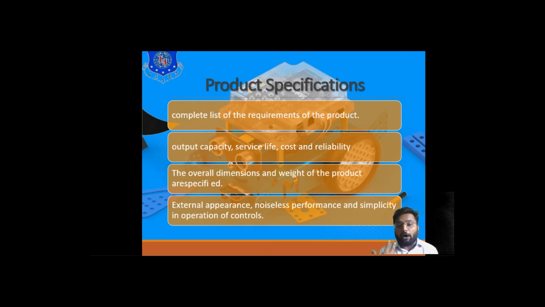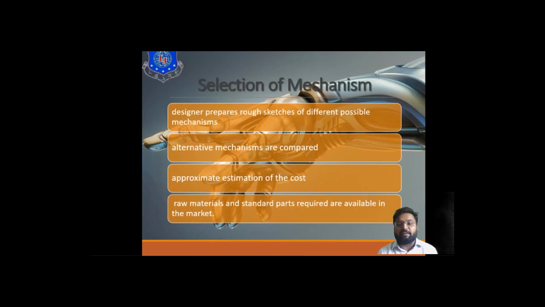We should have the output, like in the case of a table and chair. What are our requirements for the table and chair? Weight carrying capacity, service life, its cost, its reliability, affordability. Overall, each and every aspect we have to cover: the overall dimensions, the weight of the product, its appearance, because aesthetics is also one vital criterion for this product specification. After product specification, we have to select a mechanism.